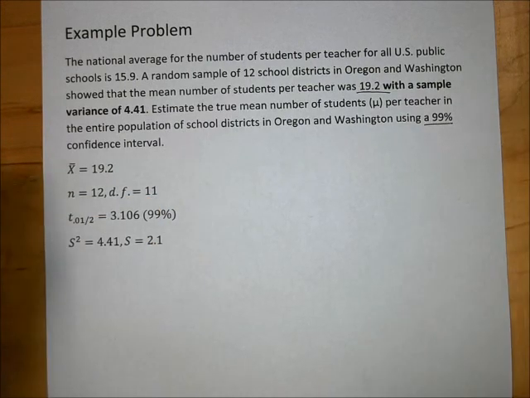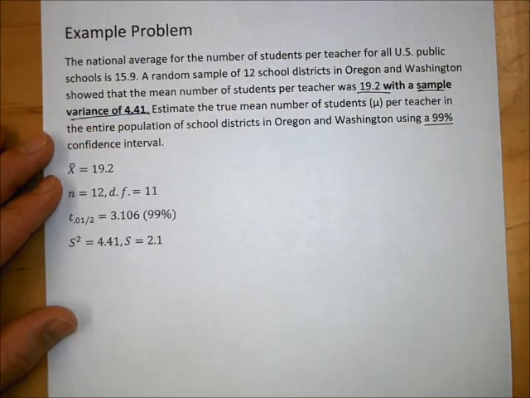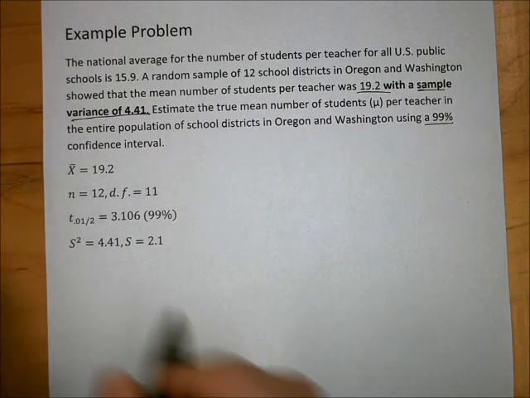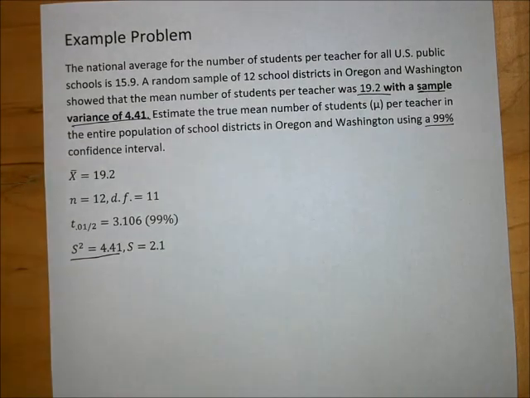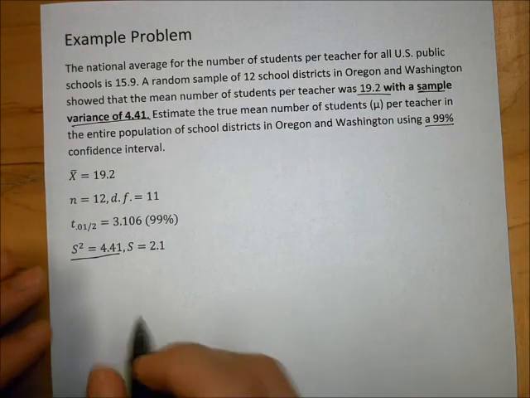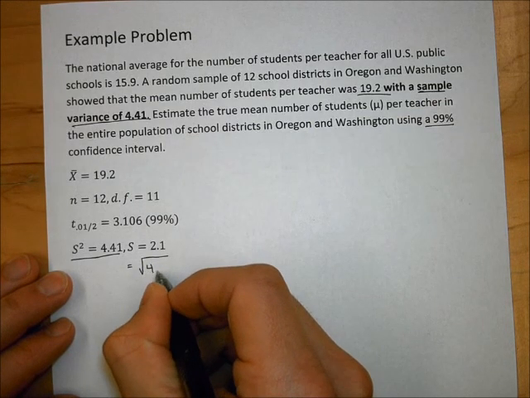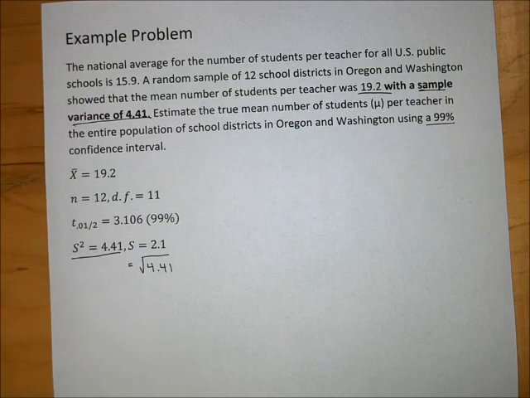Here I gave you a sample variance in this question, not to confuse you, but to remind you of the relationship between a standard deviation and a variance. A sample variance is denoted S squared, and in this case, it's 4.41. A sample standard deviation is the square root of the variance. So if you take the square root of 4.41 on your calculator, you will get 2.1, which is the number we want to use in our interval.